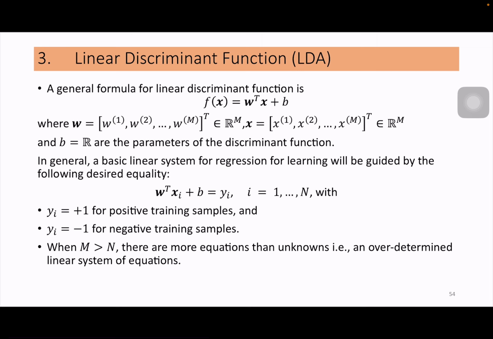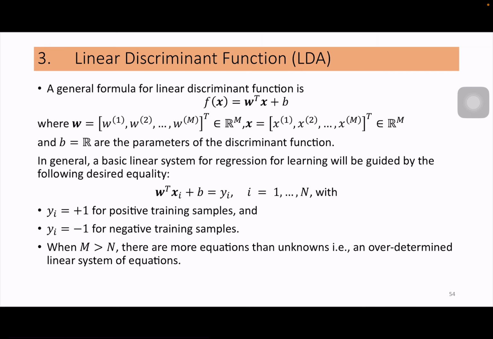So with that, LDA is a general formula for the linear discrimination function. The function is f(x) equals W transpose X plus b. So it's more like a functional aspect, where W equals W1 to Wm transpose, an element of R to the power of M, and X equals X1 to Xm transpose, also in R^m, and b in R are the parameters of the discrimination function.